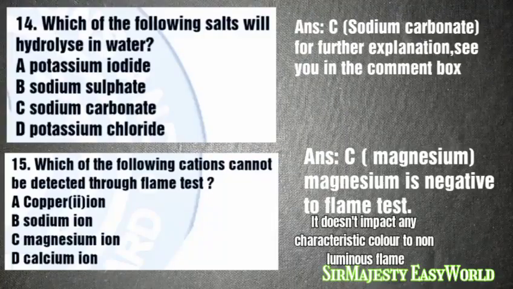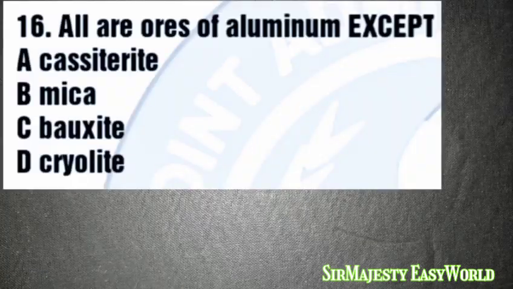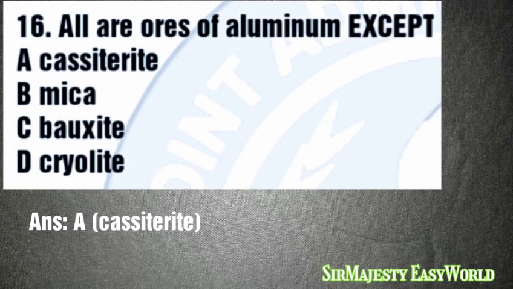Question 15 is magnesium. Magnesium ion is negative to flame test. Question 16 is A, cassiterite, that is an ore of tin. Other ones are ores of aluminium.